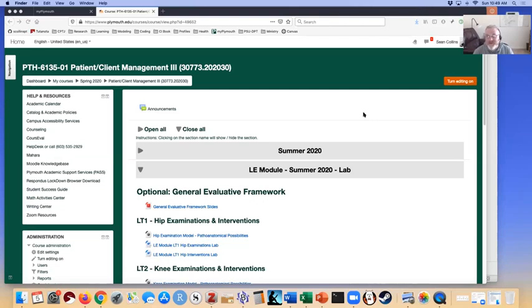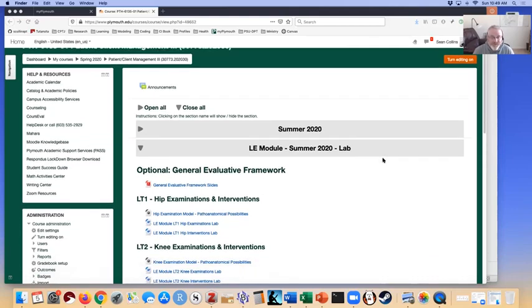Hi, I wanted to do a quick introduction to the upcoming lower extremity module labs that I'll be running for you this summer.